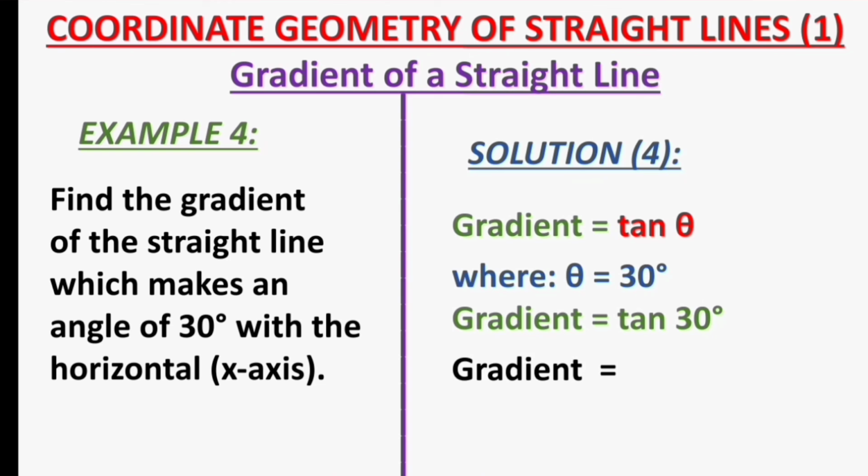Here theta represents the angle between the straight line and the horizontal axis, which is 30 degrees. That means the gradient of the straight line in example 4 is tan 30 degrees. Now checking the value of tan 30 degrees in your 4-figure table or your scientific calculator, what will be the value for the gradient of the straight line in example 4? Let's see if you got that right. The gradient of the straight line in example 4 is 0.5774. I hope you got that right.